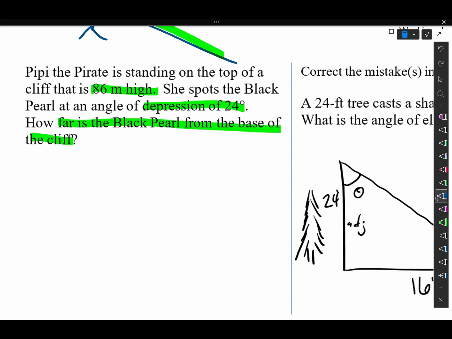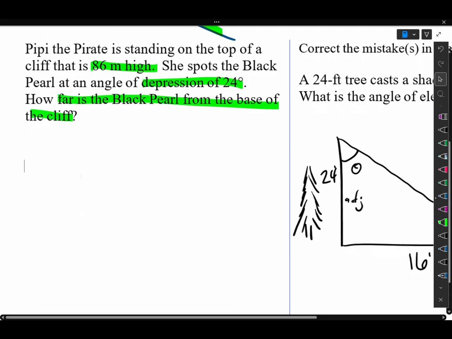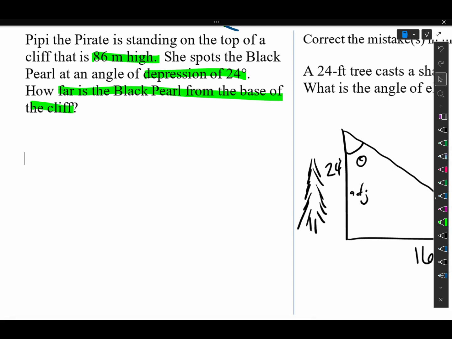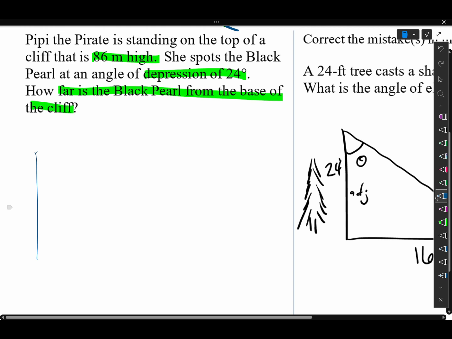Fantastic. So we've read this once. Now it can be really helpful, particularly with word problems, to go back and read it again. We've already highlighted some key pieces. We want to read it again to try and come up with some kind of a diagram. Pipi the pirate is standing on top of a cliff that is 86 meters high. Fantastic. Here's our cliff. Here is our pirate.